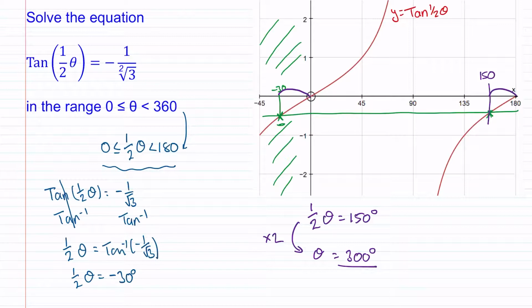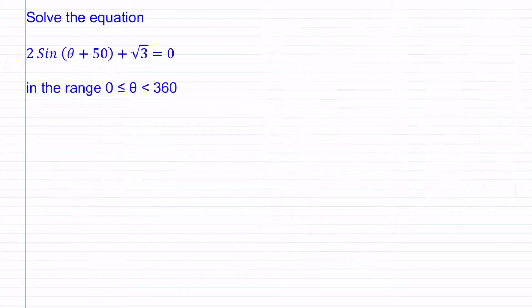Okay, let's try another question. In this question, we've been asked to solve 2 sine of (theta plus 50) plus root 3 is equal to 0 within the range of 0 to 360. So again, the first thing we're going to do is change our range to match that in the question.